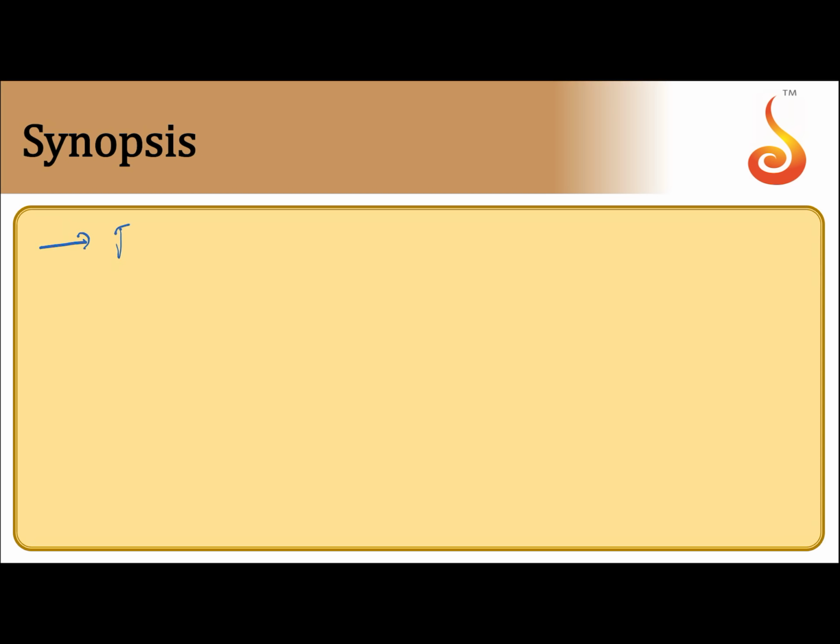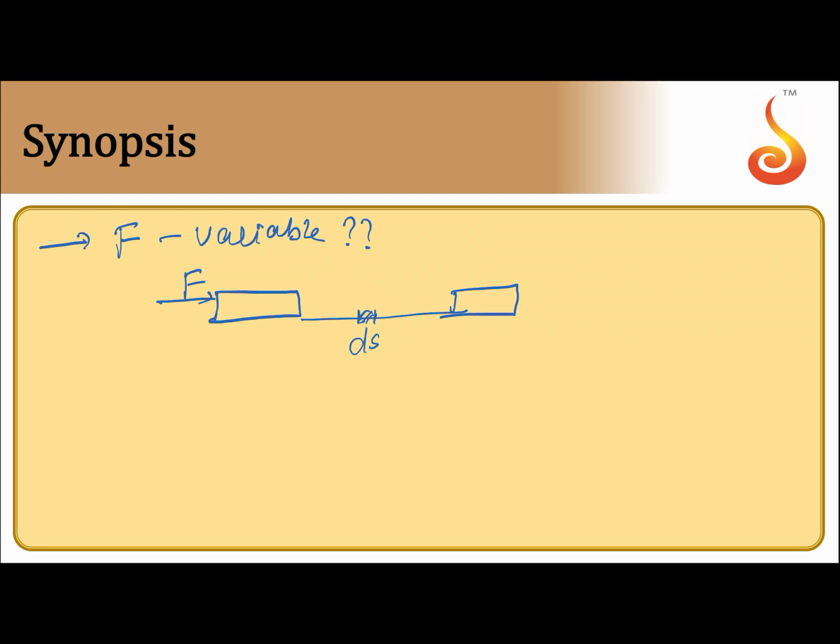But what if this is a variable force? If the force under consideration is variable, then what we do is something like this. Let's assume that this force keeps varying, and during this process, we'll consider a small displacement, say ds, over which I assume the force to be constant. And I calculate the work done over that small part given by F dot ds. And the net work done is integral dW, which is integral F dot ds.